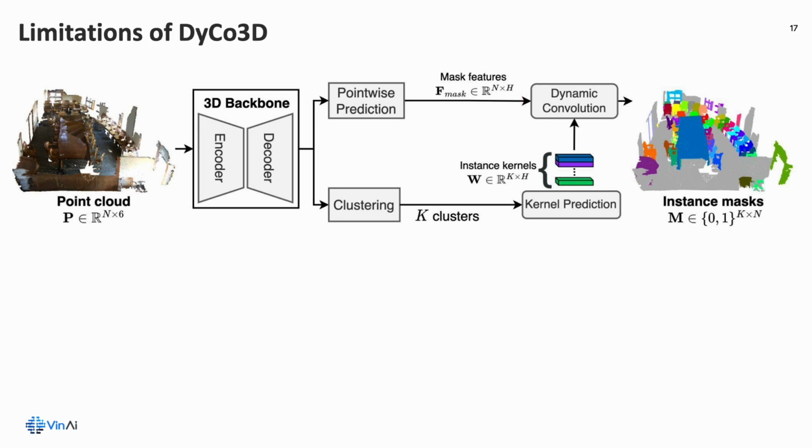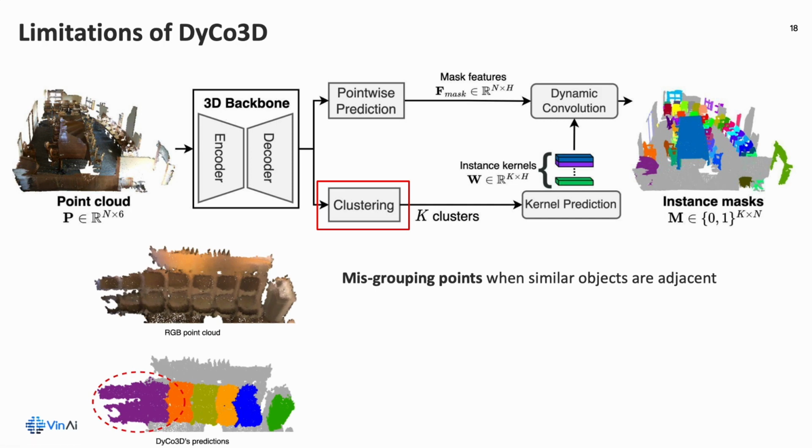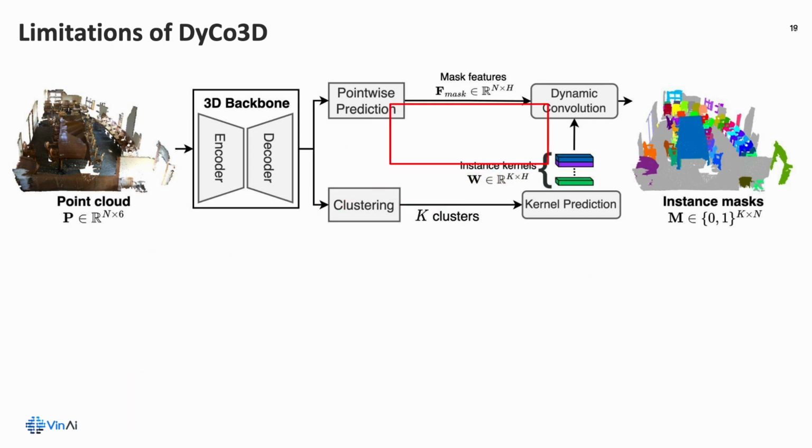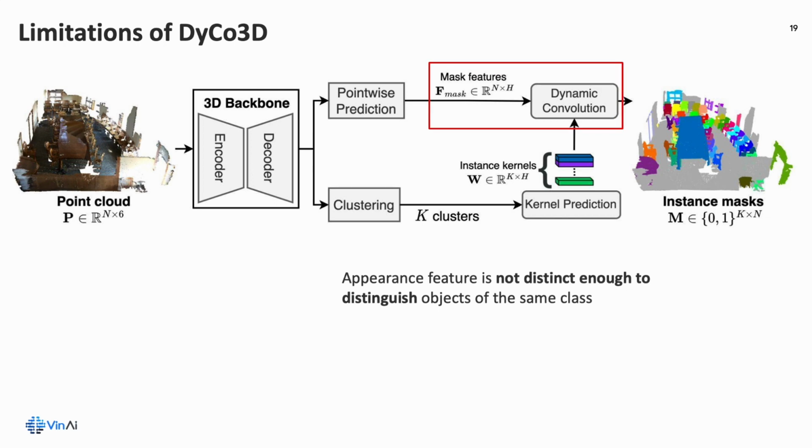However, this method has two key limitations. First, the clustering algorithm usually misgroups points when similar instances are adjacent. For example, in the figure on the left, when multiple chairs are placed together, the clustering algorithm merges several of them into a single instance, the purple one, causing low recall object proposals. Second, in the dynamic convolution module, the appearance feature generated by the deep neural network is not discriminative enough to distinguish instances of the same class.